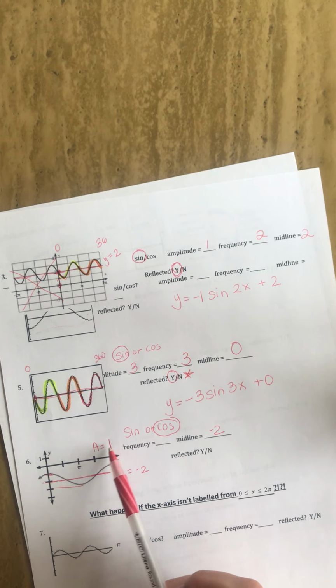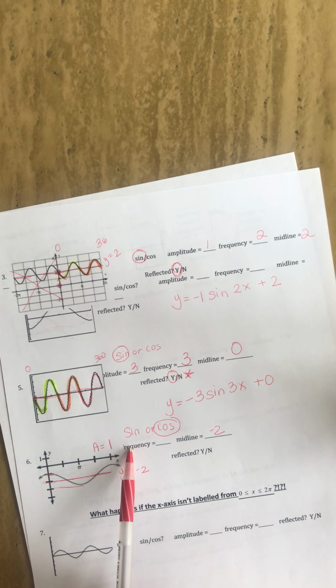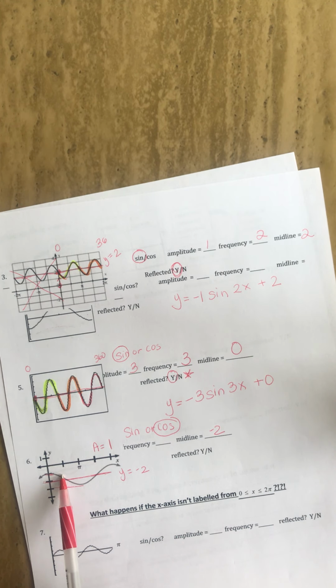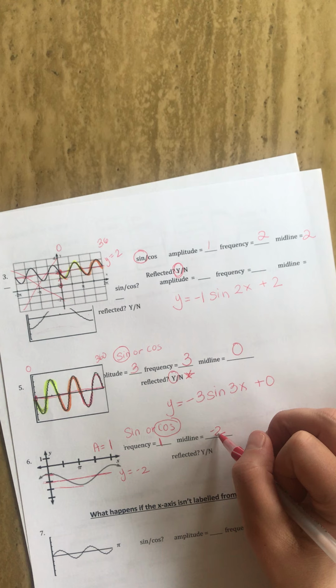Remember, amplitude will never be negative, because even though you guys say, oh, it's at -1, that -1 is just going to tell us the direction there. So the frequency here, you're going to see that it is 1. We have 1 cosine. And our midline is -2.